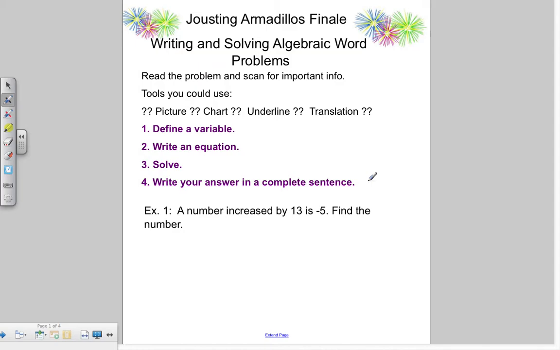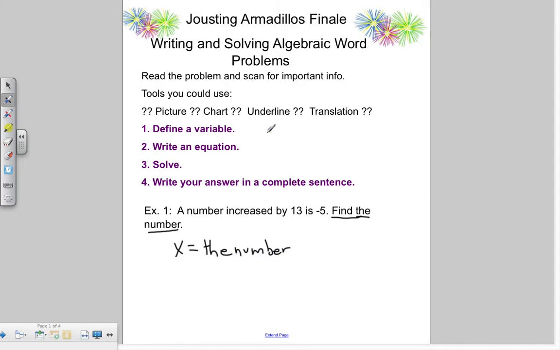So let's do some example problems. They go from easy to the last one being the hardest, and then you'll have some practice for homework. So example 1: a number increased by 13 is -5. Find the number. So this one does not require a picture or a chart. It's basically just a translation. I don't even think I need to underline. The thing I need to do, though, is define a variable. So I'm going to say x equals the number because, and I will underline to show you what I'm referring to, it asks me to find the number.